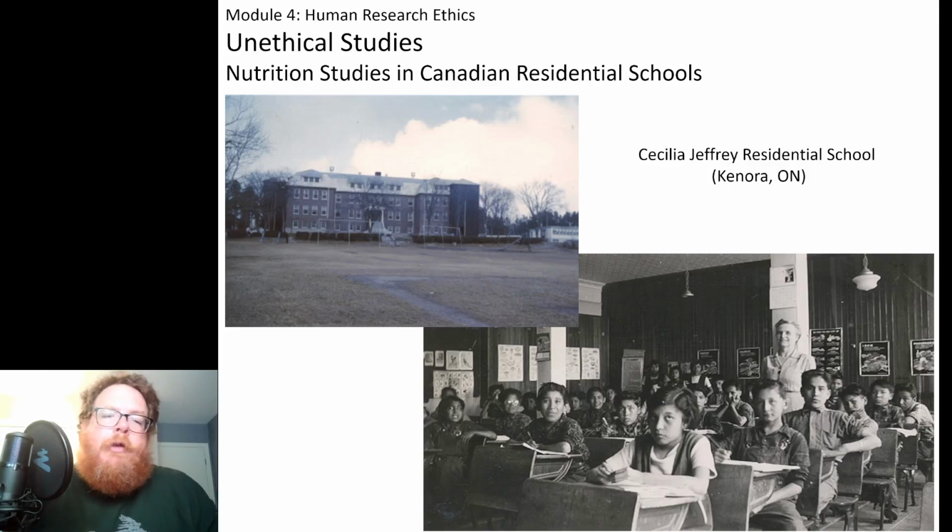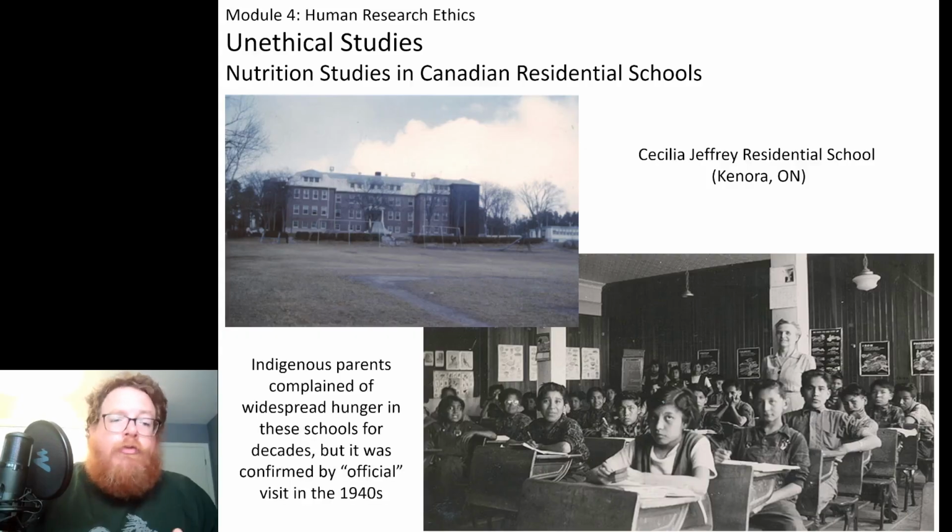So, just to begin with a little bit of context for how these unethical research studies came to be. The residential schools had been around for much longer prior to the 1940s. And as it says here, Indigenous parents had been complaining of widespread hunger in these schools for decades. But it wasn't until the 1940s when government officials went and investigated these schools for themselves that it was officially recognized that there was a nutrition problem within the Canadian residential schools.